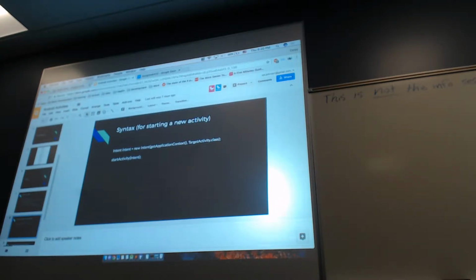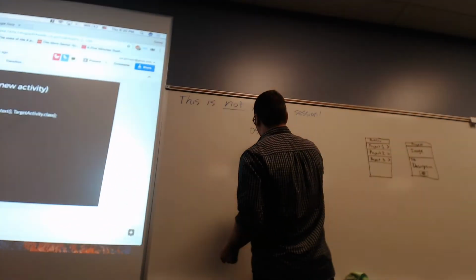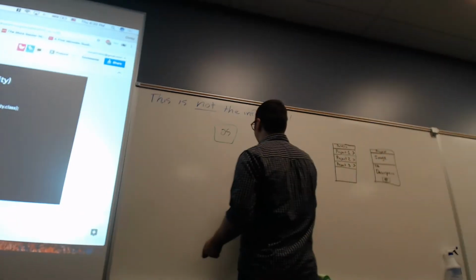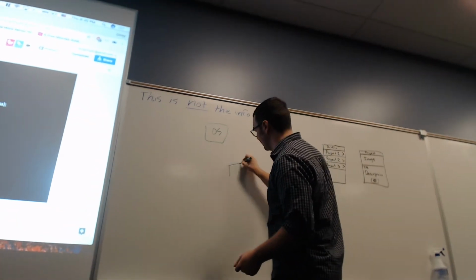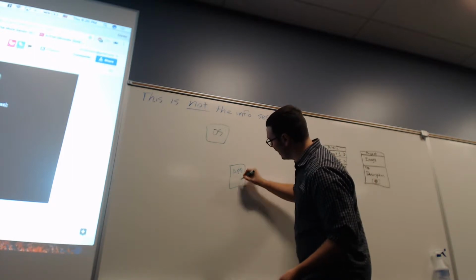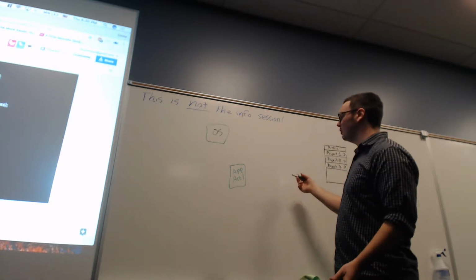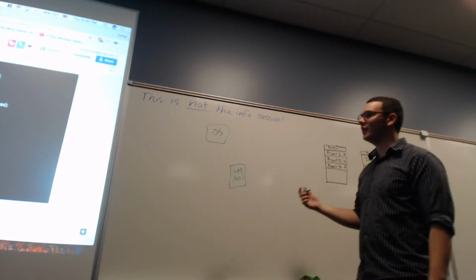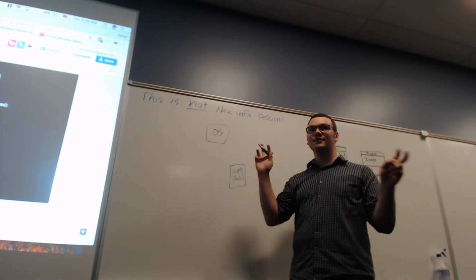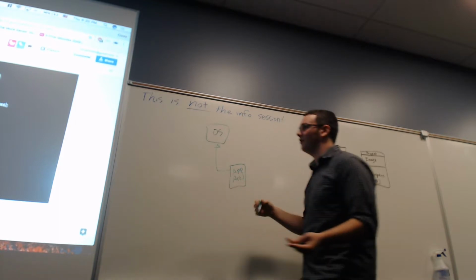Okay. To recap what an intent is: if this is the OS, we'll just draw a box around it, and this is your application, or technically your activity. And maybe you want to create activity two. The way you do this is you send a message to the operating system, and that message goes in the form of an intent.